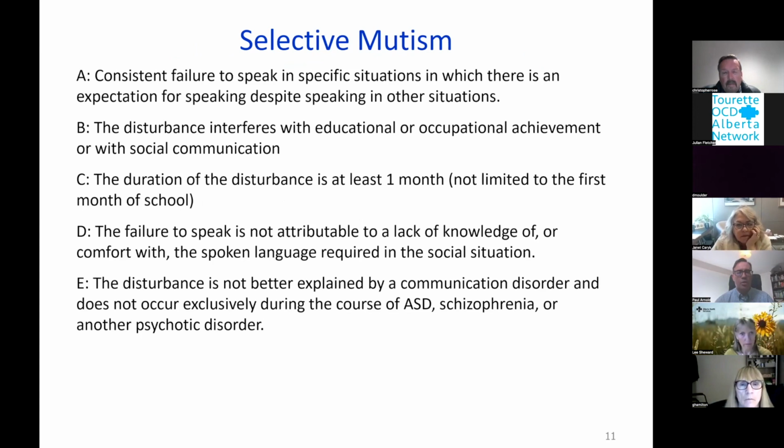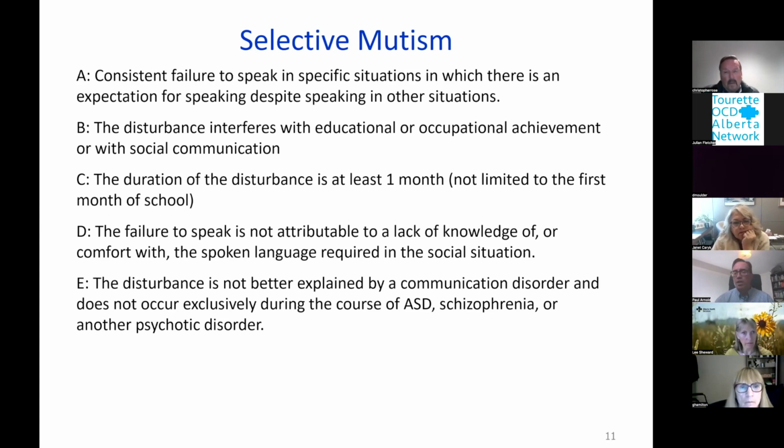Moving on to selective mutism. At one time years ago, this was in a separate category, but I think it was a good decision when it was realized this was really very much in the area of anxiety. In fact, some people think of it as a variant of social anxiety disorder, which we'll talk about, that maybe occurs in younger children.